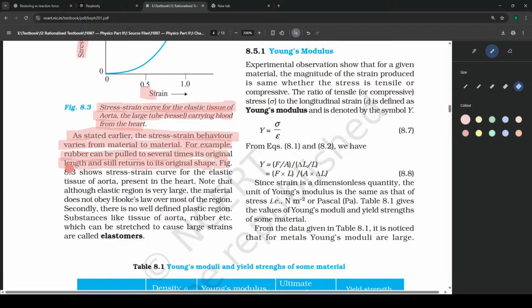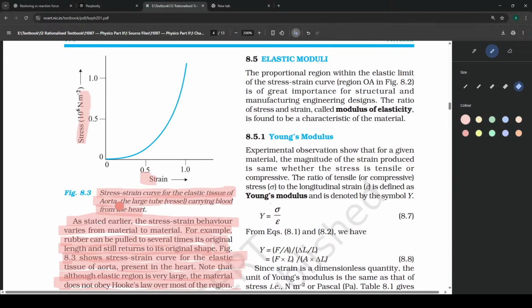The above figure shows a stress strain curve of the elastic tissue of aorta present in the heart. Note that although the elastic region is very large, the material does not obey Hooke's law over most of the region. Secondly, there is no well-defined plastic region. Substances like tissue of aorta, rubber, etc., which can be stretched to cause large strains, are called elastomers.